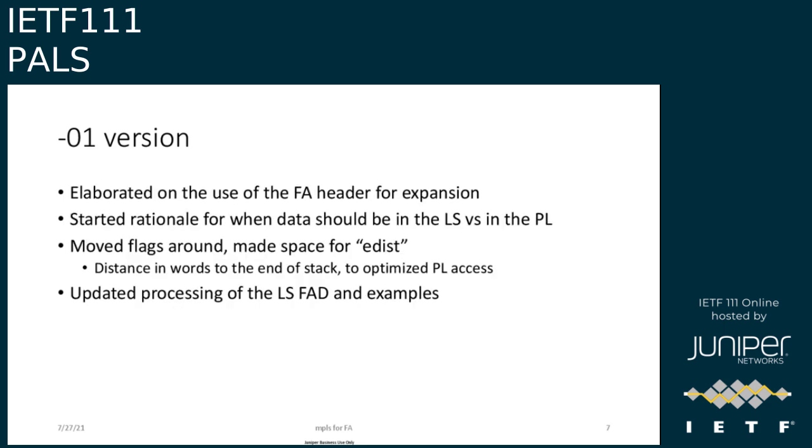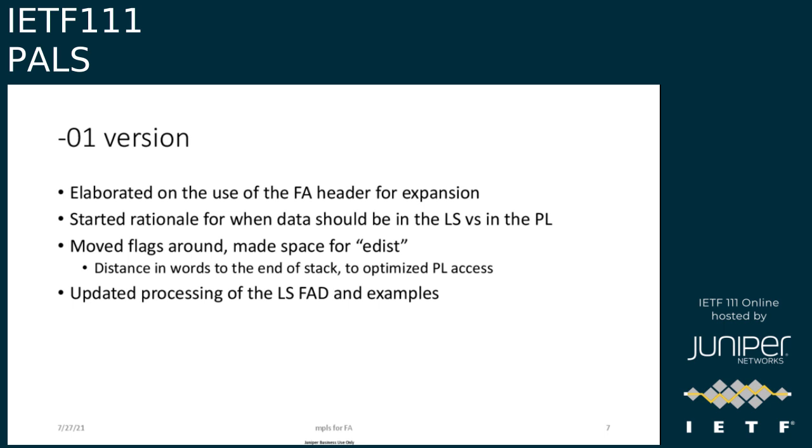So in the 0.1 version, we elaborate on the use of the FA header for expansion. There's a single bit that says the next 4-octet field has 31 more bits. Presumably, one of them will be used for further extension, but you get either 30 or 31 more actions that you could do.